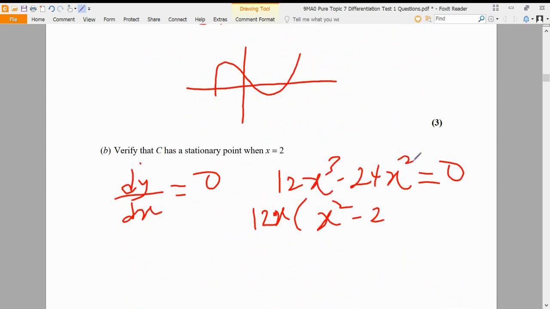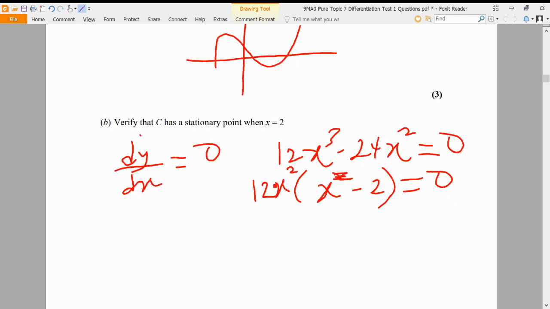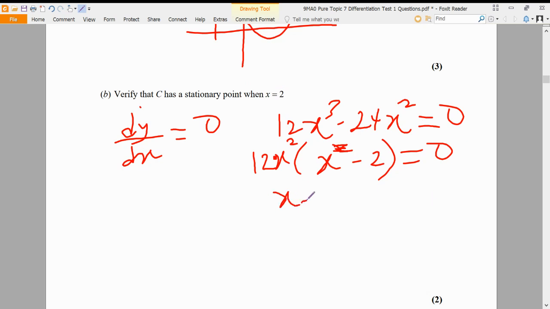This is 24x squared. So since this is 24x squared, you have 12x squared to be the common factor, so that if you say 12x squared is a common factor, this 2 will no longer exist there, rather it's going to be 1. So you have this equal to 0. Now at this point, you say x minus 2 is equal to 0. Of course, you also know that 12x squared is equal to 0, and then you can say x is 0.